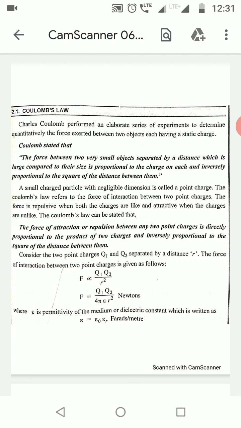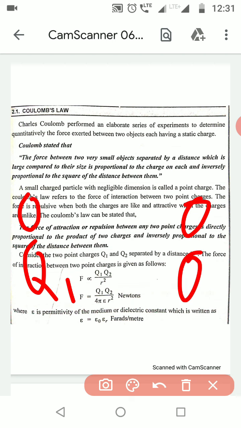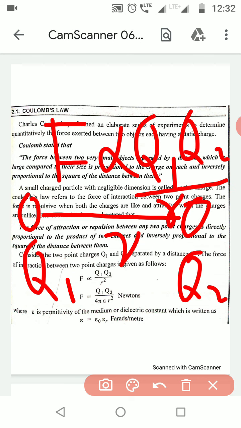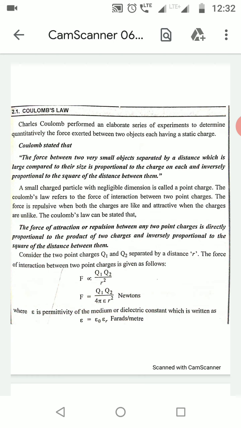Coulomb's law states that if you place a charge q1 here and another charge q2 here, and the distance between both these charges is r, then the force experienced between these charges is F, proportional to the product of both these charges, that is q1 and q2, and inversely proportional to the square of the distance between these two charges, that is r square. That is Coulomb's law. Here F is proportional to q1 q2 divided by r square.